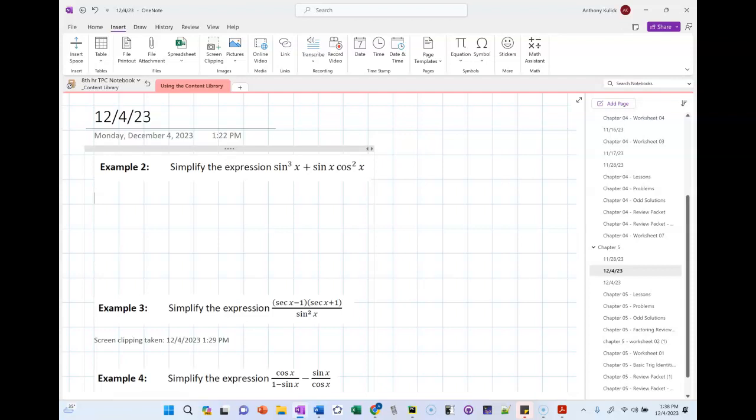Do you want to take another shot at it? Okay, fair enough. There is a greatest common factor. It's not x, we've established that, right? But what is in common between sine cubed x and then sine x times cosine squared x? Sine x. Sine x. Is everybody okay with that?